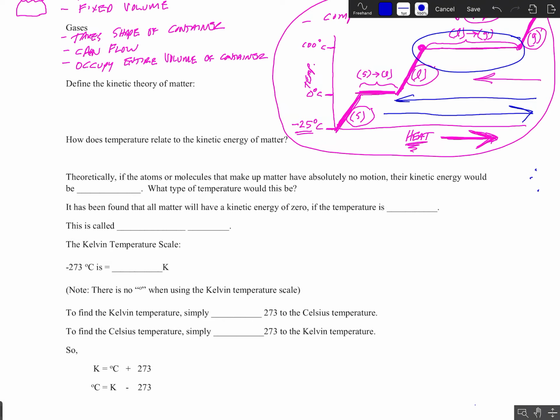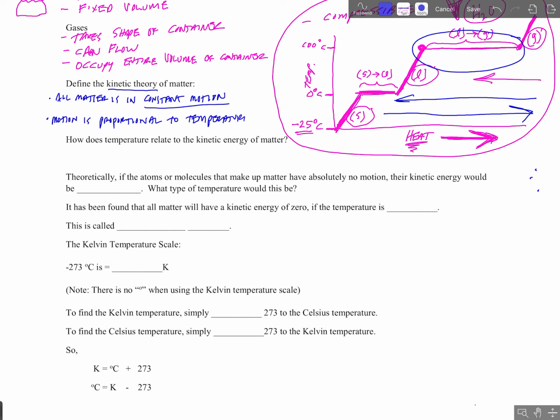Today I want to talk about something called the kinetic theory of matter, and we're going to keep this really simple. There are two parts to the kinetic theory of matter for this class. Number one is all matter is in constant motion. The particles that make up matter are always moving. And the second part for this class is that motion, how much it's moving, is proportional to temperature.